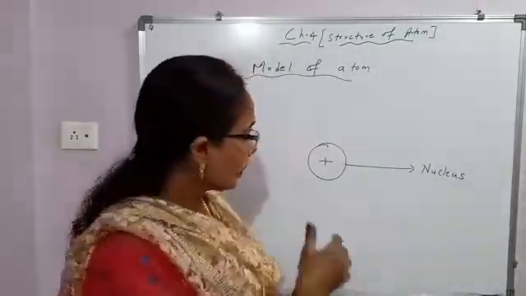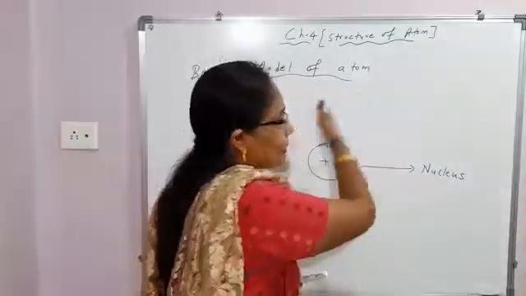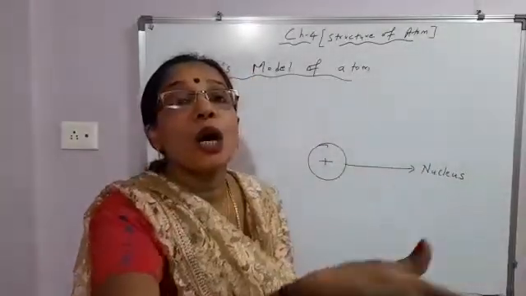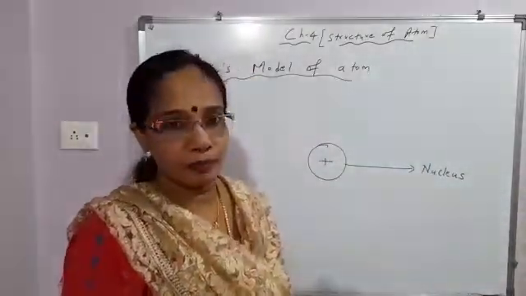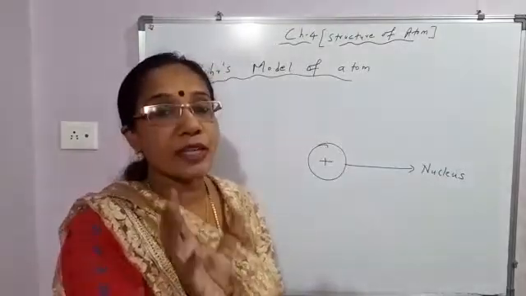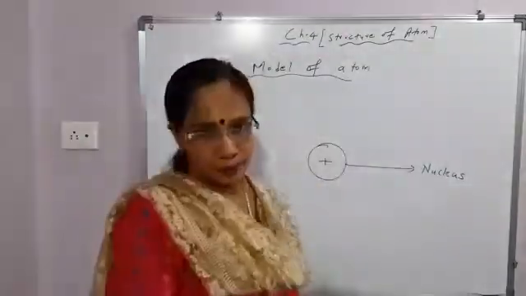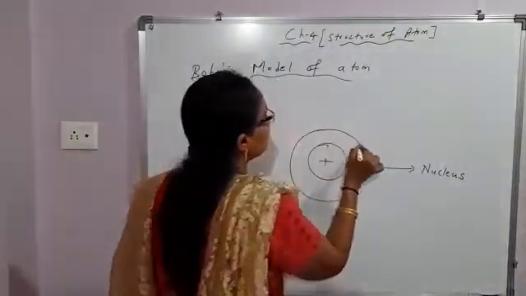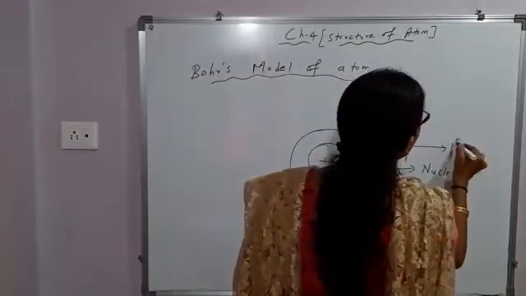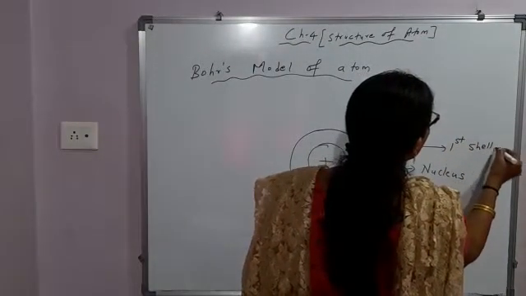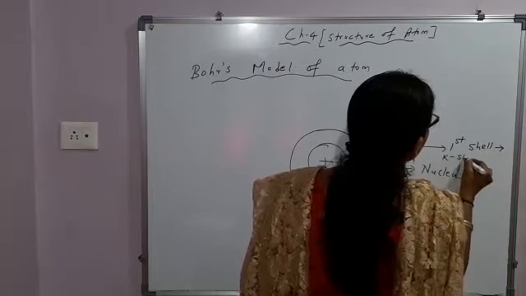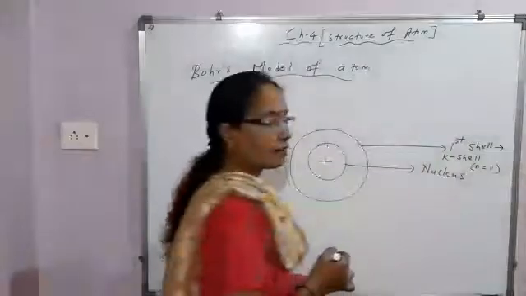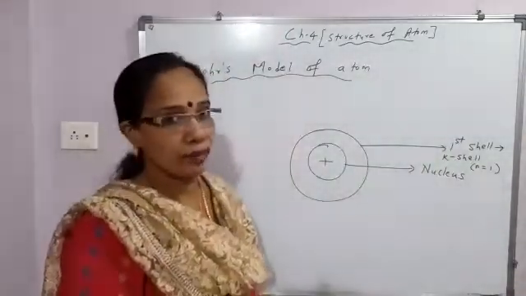Then electrons revolve around the nucleus. Negatively charged electrons revolve around the nucleus in their particular orbits. In a fixed, definite orbit, electrons keep on revolving. So the first shell nearest to the nucleus is called the K shell. And for the K shell, n is equal to 1. The value of n is equal to 1.